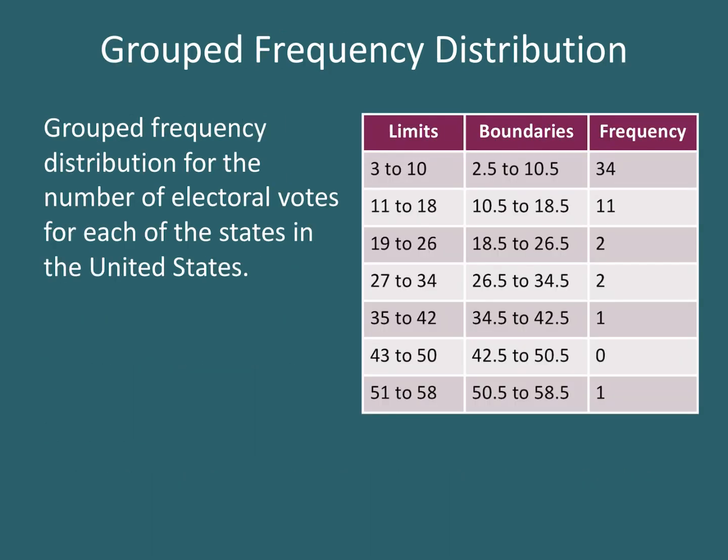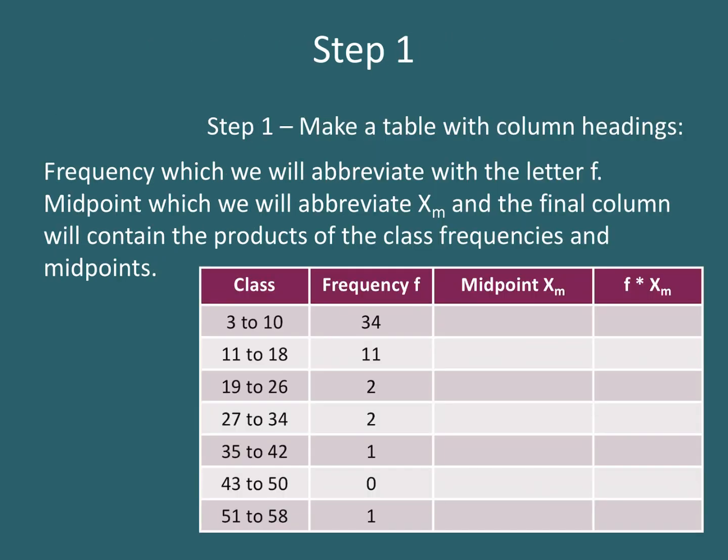A way to construct a grouped frequency distribution is as follows. First, start with our table. Note the limits and the boundaries along with our frequency. These numbers should look familiar as we have done this example in the past. But not only do I want to set up the class limits and the frequency, I also want to set up what are known as midpoints.